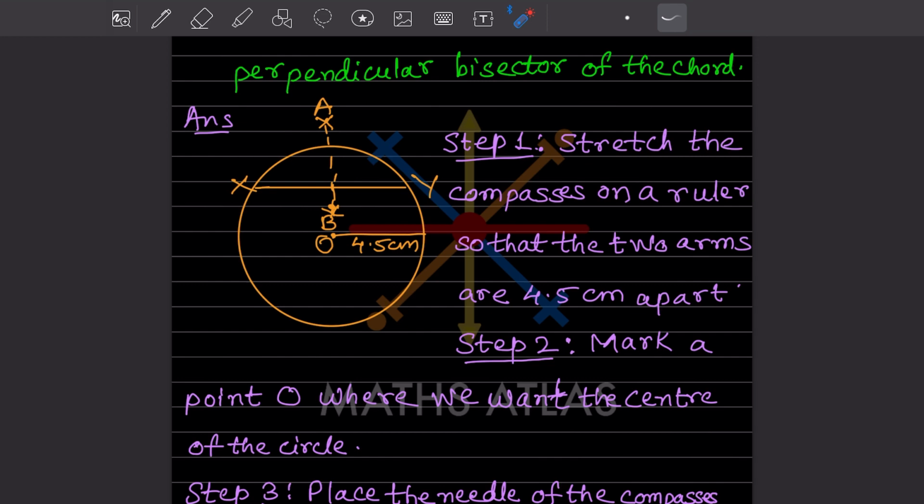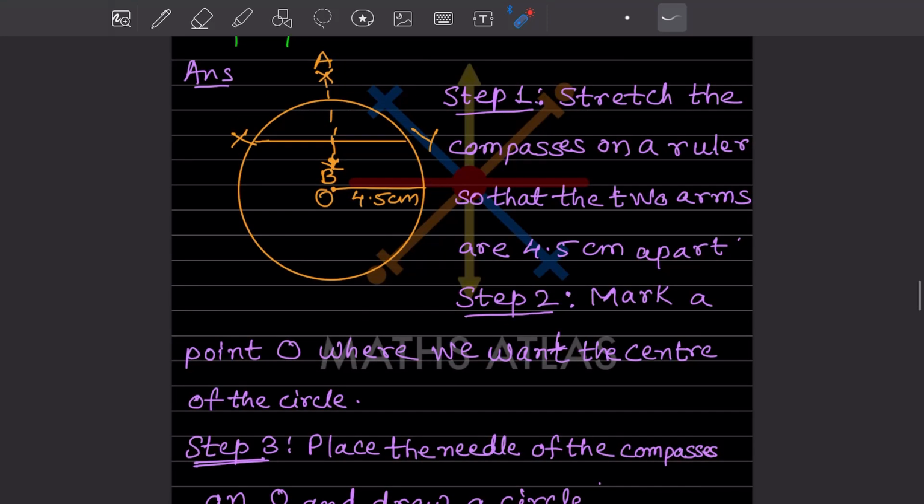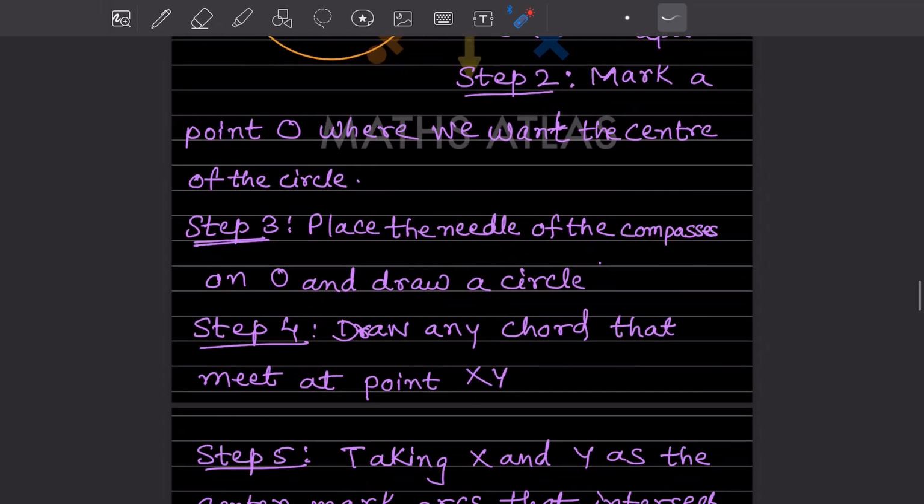Then you are going to place the needle on O, this one, and draw the circle. Once you draw the circle, what are you going to do? You are going to draw any chord, and I named it X and Y. So what will you do after that?